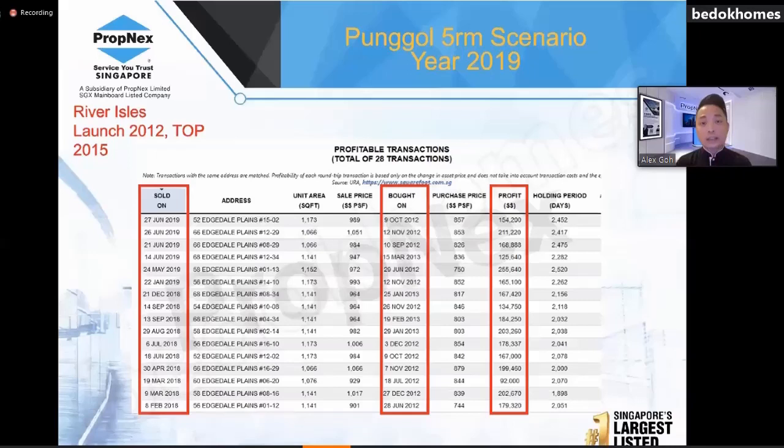Of course, all these things you can check with your PropNex agent. All of them are very well educated, and they are all taught these ways to look at the data to guide you along.